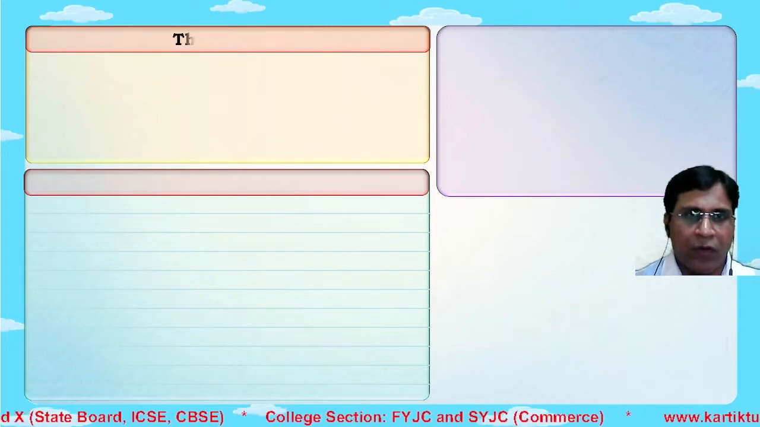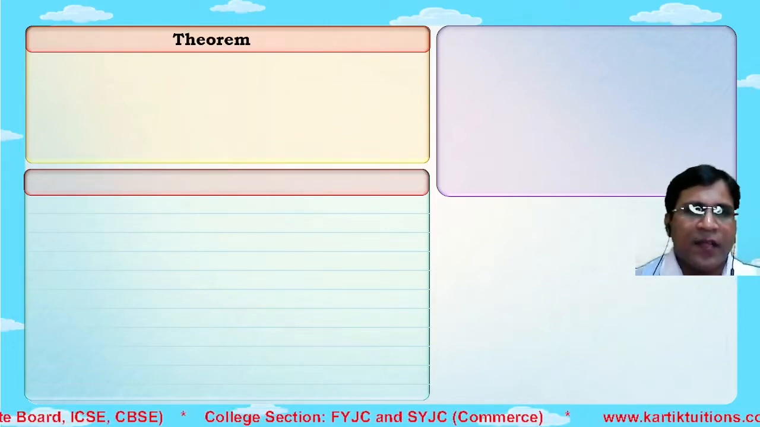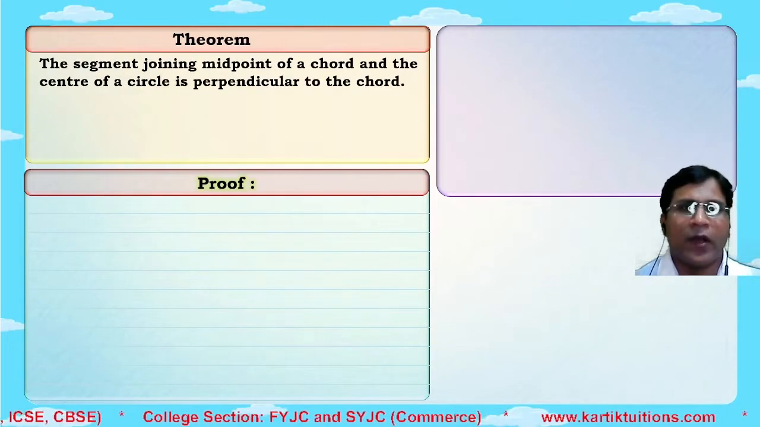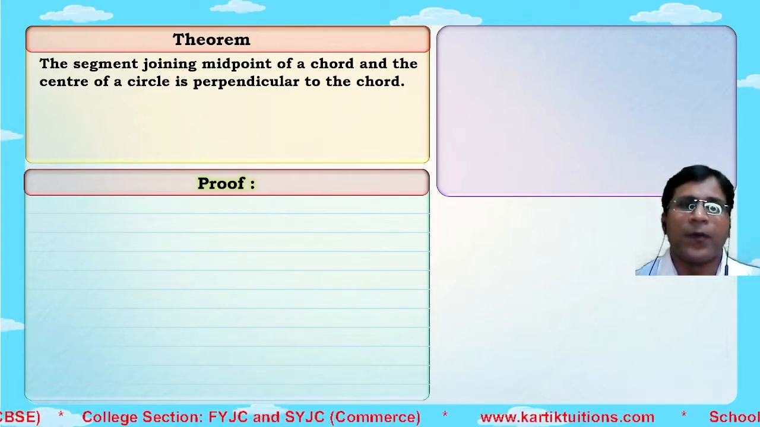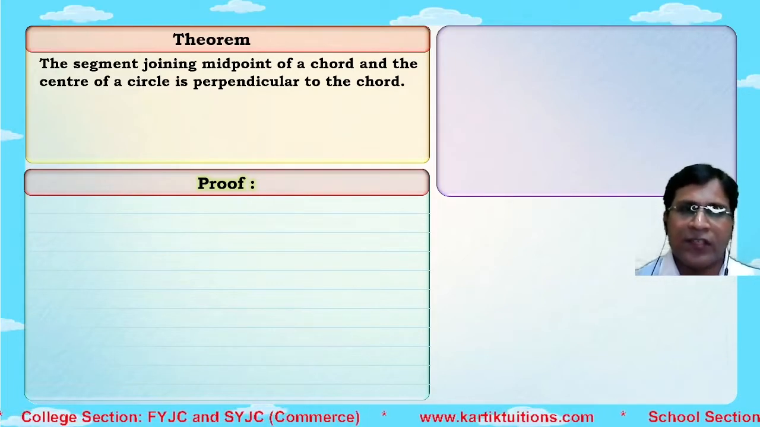Now the theorem we are going to study states: the segment joining the midpoint of a chord and the center of a circle is perpendicular to the chord. Now let's see what is given to us.